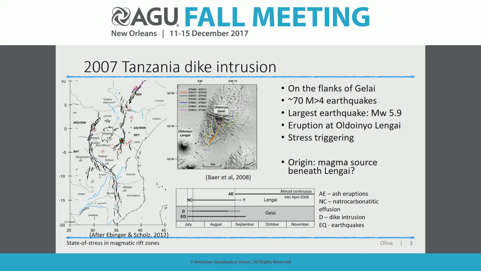The series of events is shown down here, where in July 2007, an earthquake swarm began, coincident with diking, and the diking was here in the flanks of Gelai. There was also effusive activity in Lengai, which later transitioned to ash eruptions. So it seems that there's some source of stress triggering occurring between the diking, the earthquakes and the eruption.